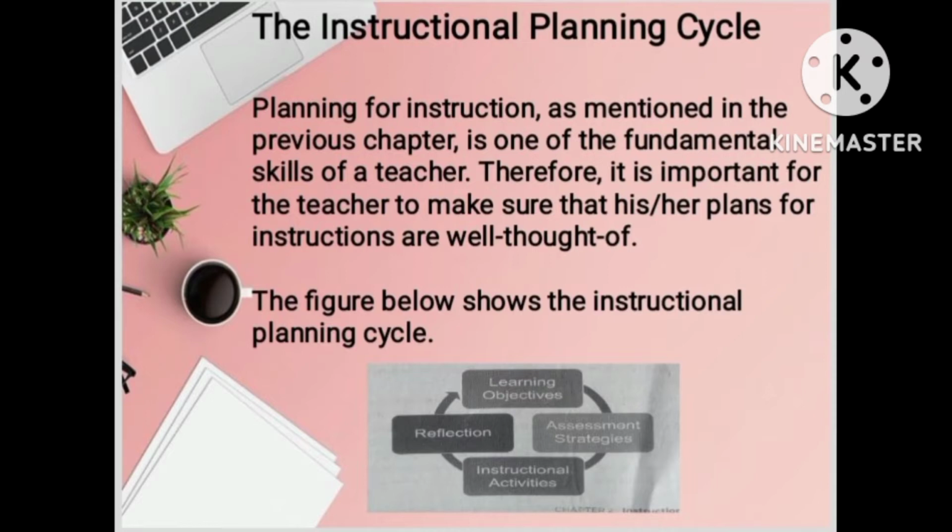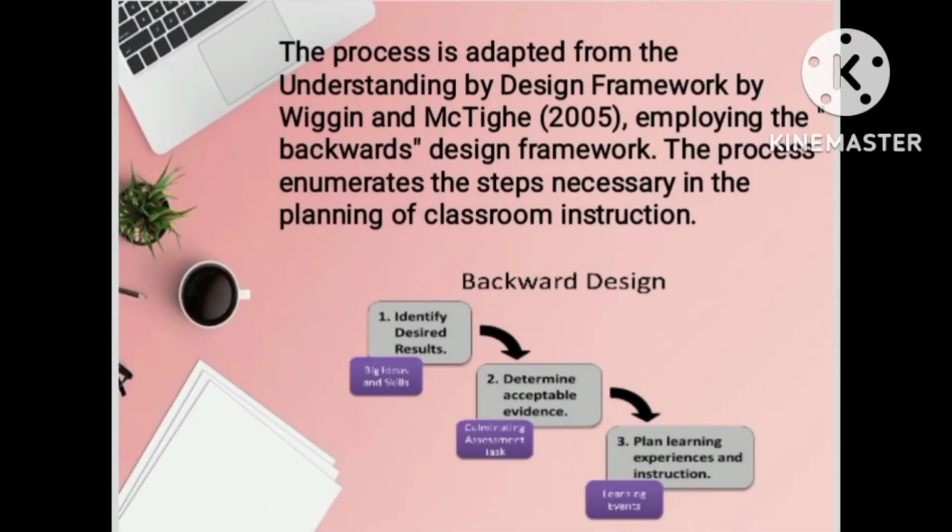The figure below shows the instructional planning cycle, and it begins with learning objectives, assessment strategies, instructional activities, and reflection. The process is adapted from the Understanding by Design framework by Wiggins and McTighe, 2005. Employing the backward design framework, the process enumerates the steps necessary in the planning of classroom instruction. So as you can see, this is the backward design.